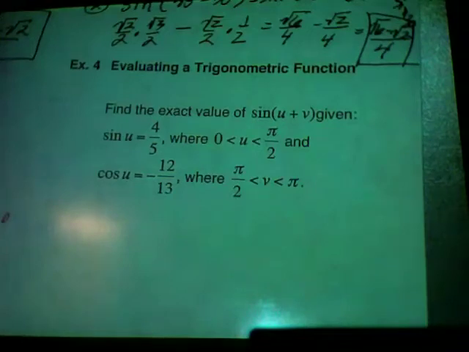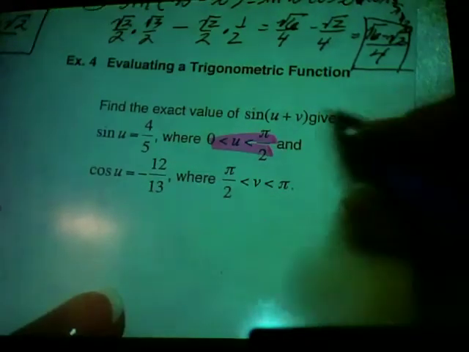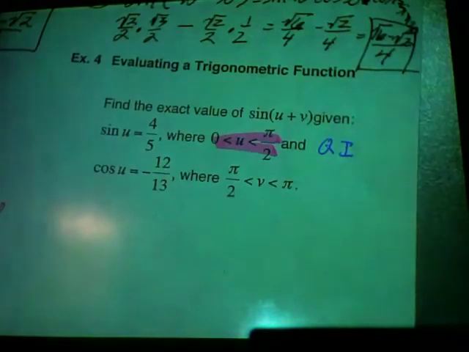Now we're going to evaluate a trig function. You're going to find the exact value of the sum of the signs given, and notice that you have restrictions this time. That's where it becomes fun. So we were restricted here. What quadrant would that be? So this would be quadrant 1. From 0 to pi over 2, that's quadrant 1.